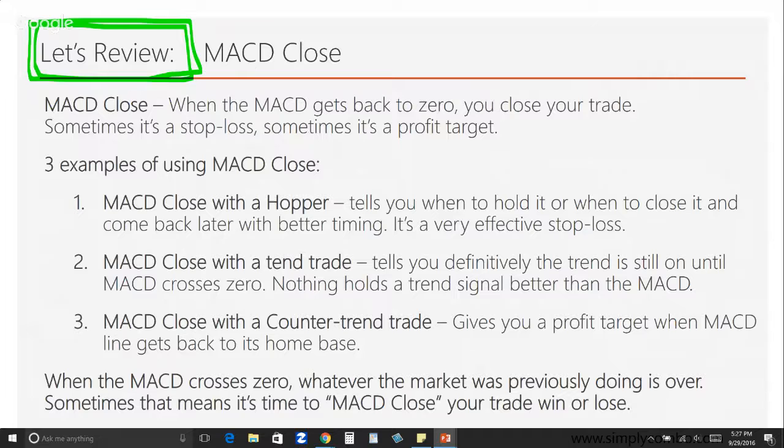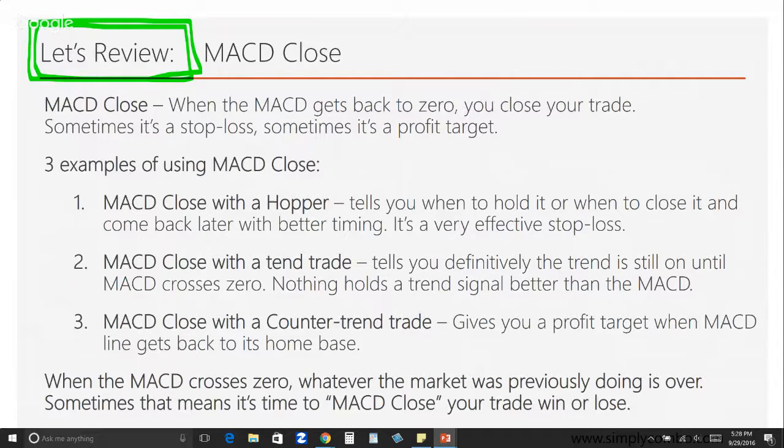MACD close with a trend trade tells you definitively if the trend is still on until the MACD crosses 0. Right? Nothing holds a trend signal better than the MACD. As long as the MACD is holding its position below 0, we're still in a downtrend. As long as the MACD is holding its position above 0, we're still in the uptrend. So if you're in a trend trade and you're trying to figure out when to close it, MACD close is going to help you find the end of the trend and get out of that trade with the best possible profit without holding on too long.